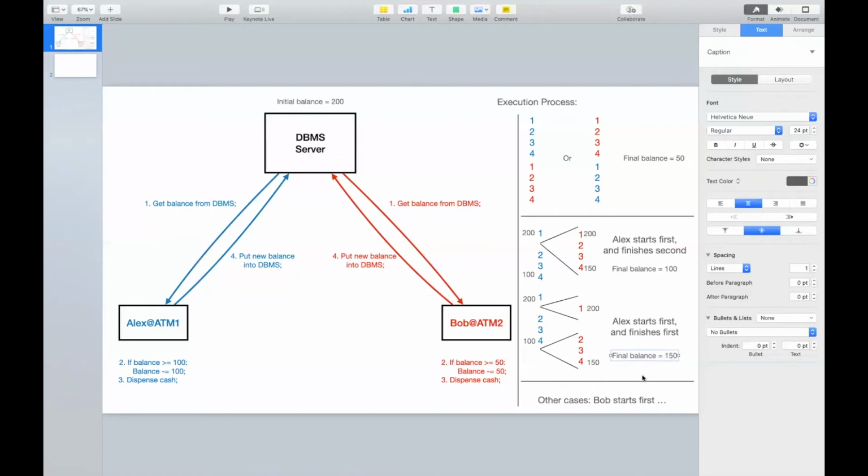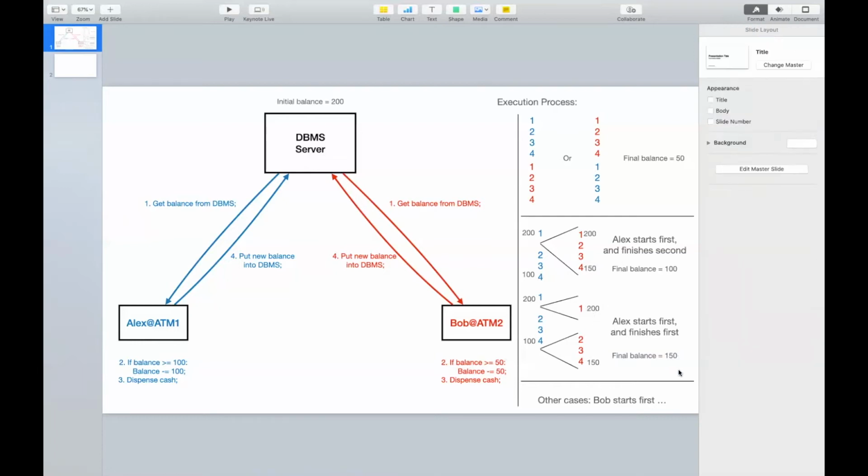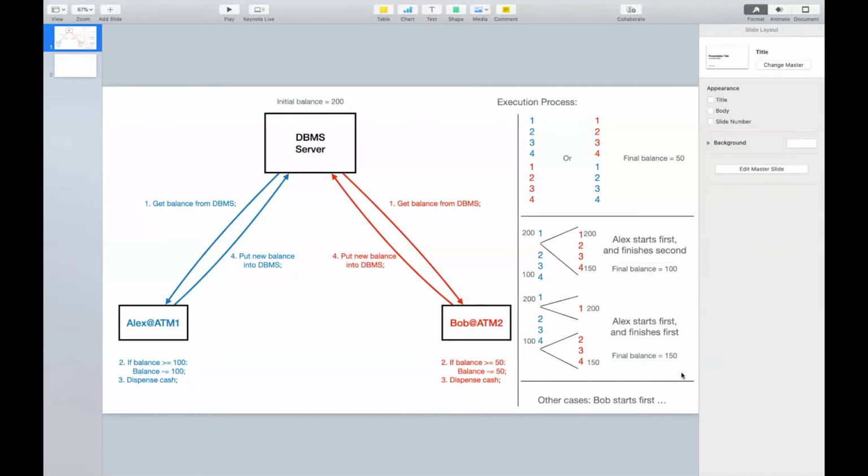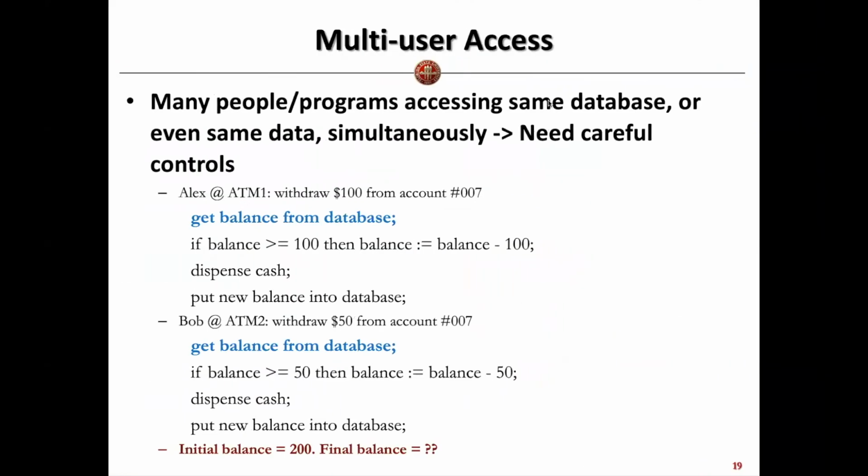Of course, we can also have some other cases for the execution process if we don't have transaction protections. However, the possible balance we can have will be 50, 100, and 150. We can have different balances left in the bank account. We use this example to show that we need to have some protections for this multiple user access to the DBMS. It is very important for maintaining a very safe and a very accurate system for the data we have.